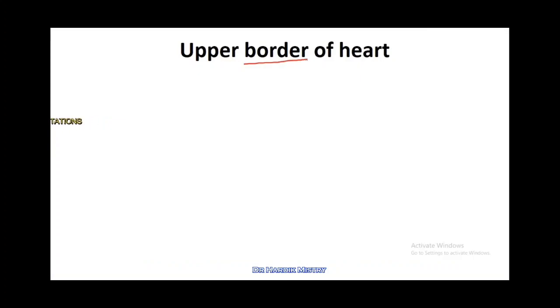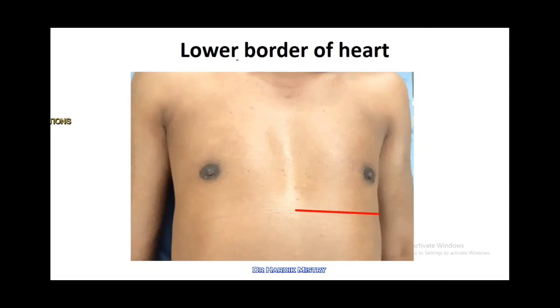And after that, the lower border of the heart is again difficult to determine because it is covered by the diaphragm and the left lobe of the liver.